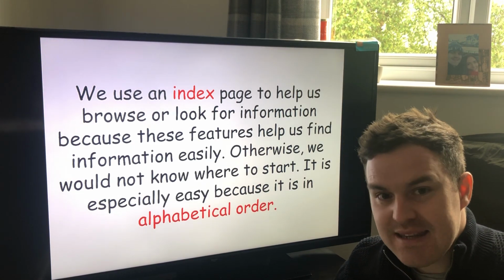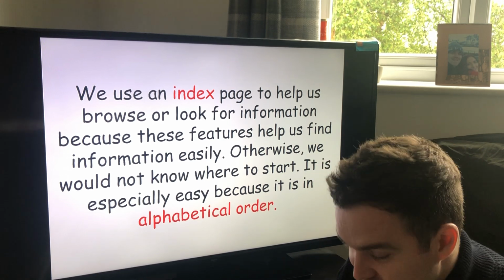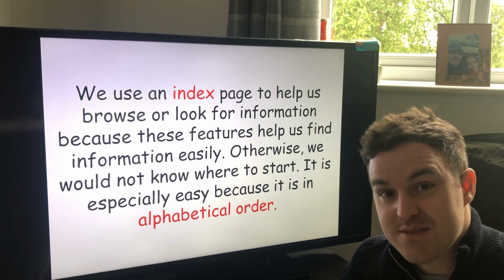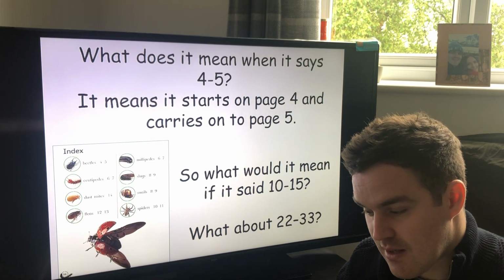Okay, we use an index page to help us find information because these features help us find the information easier. Otherwise, we wouldn't know where to start. It's especially easy because of the alphabetical order, okay?